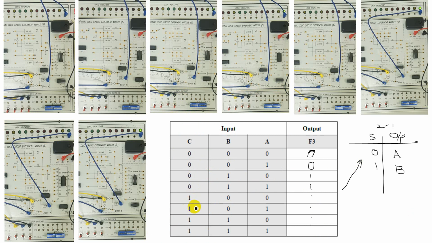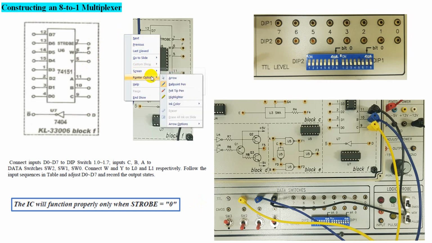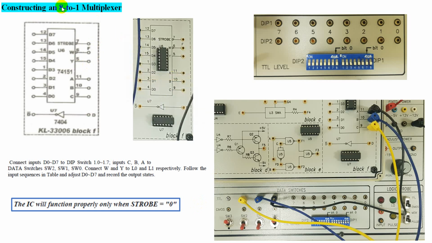Okay, thank you. Now let's move to the next experiment. The next experiment is about the 8 to 1 line multiplexer. In this experiment, first of all, we are going to use the same module, but we will be working in the block F. So we are going to work in this block F of the same module here.